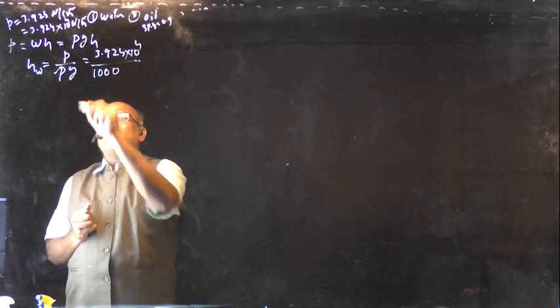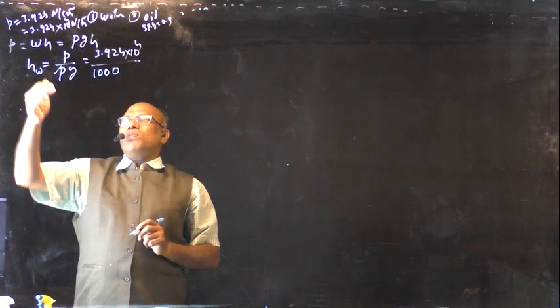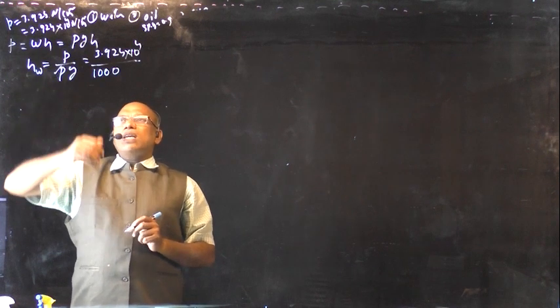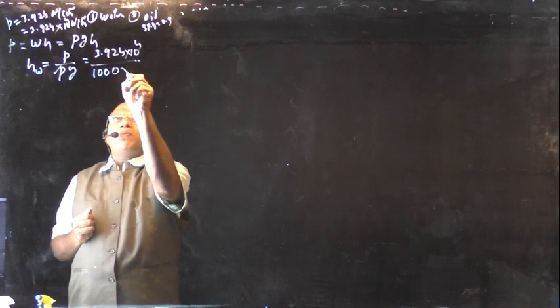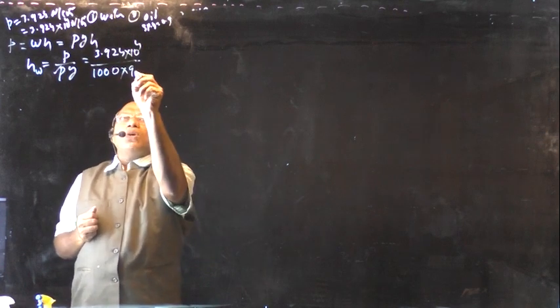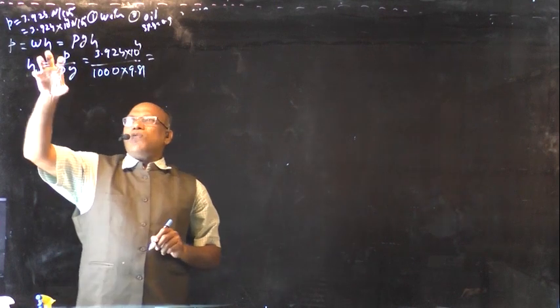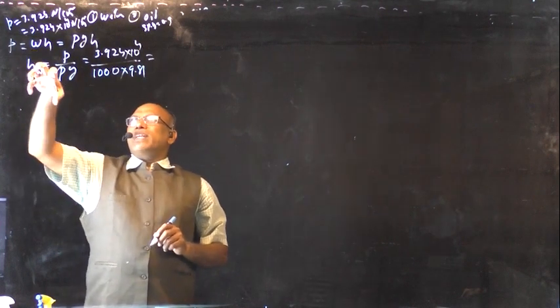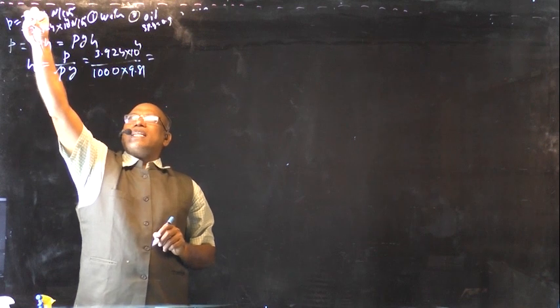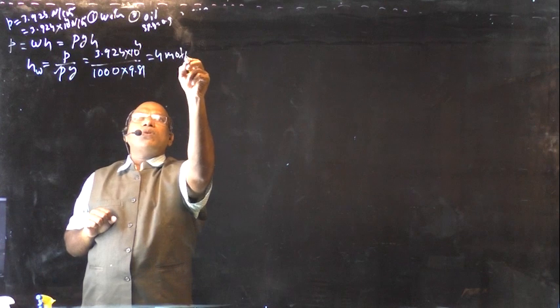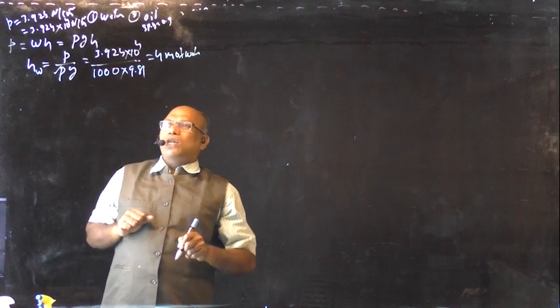This rho is nothing but the density of water. Here we have taken the liquid as water. Therefore, density of water is equal to 1000 kg per meter cube into G equal to 9.81. Therefore, the head of water required because of this pressure is equal to 4 meters of water.